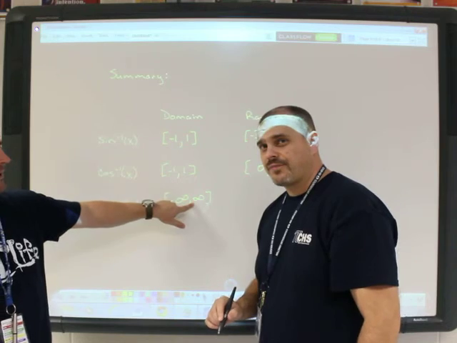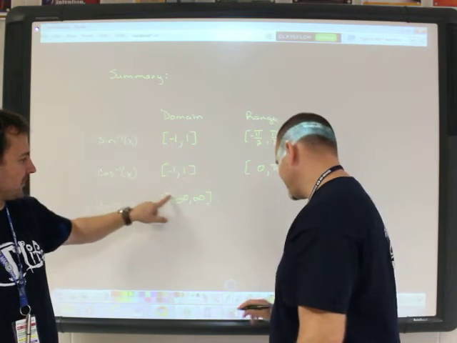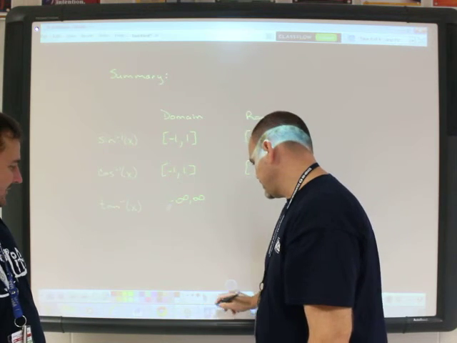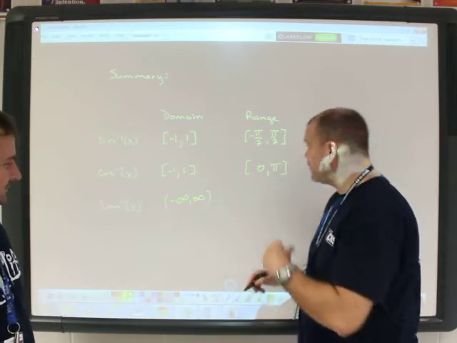Is infinity defined as a value? No, it's not, Mr. Simmons. So let's put parentheses there. Minus points for Mr. Mack. So parentheses here. Now, how do we define the range?